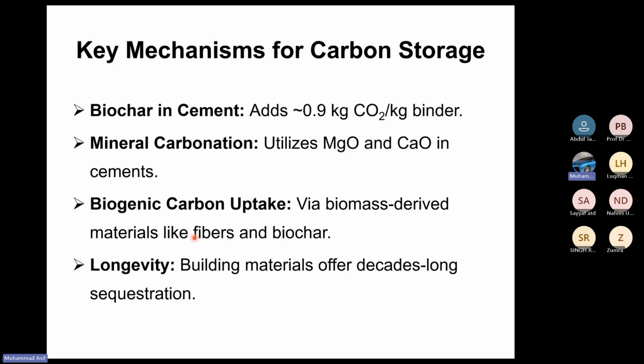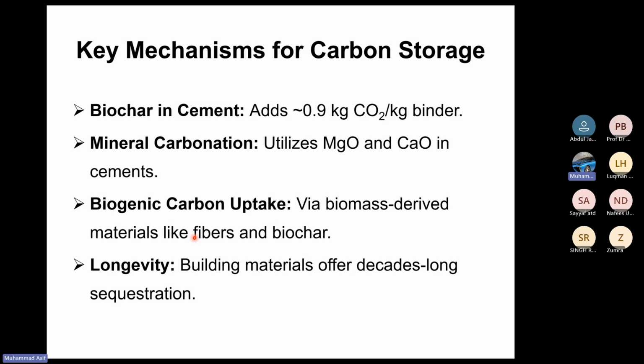And then we can use mineral carbonate. We can use magnesium oxide and calcium oxide. This is a cement, and that basically can capture CO2, and then it can go to magnesium carbonate and calcium carbonate, and it can keep the carbon dioxide for a longer time. And then biogenic carbon uptake, and this is basically biomass derived. We can use fiber and biochar.